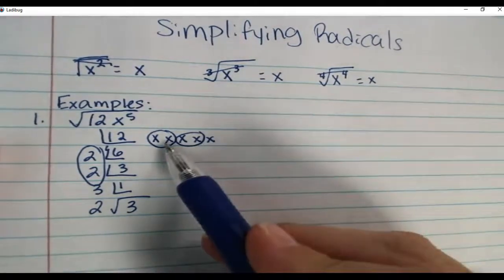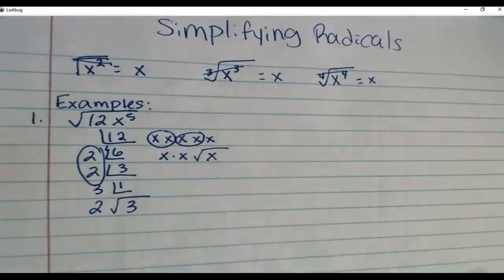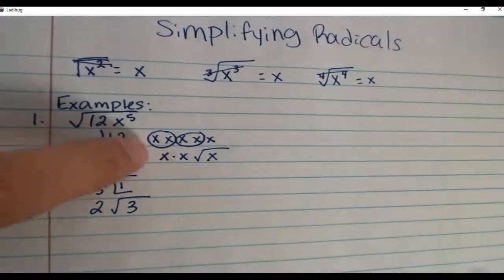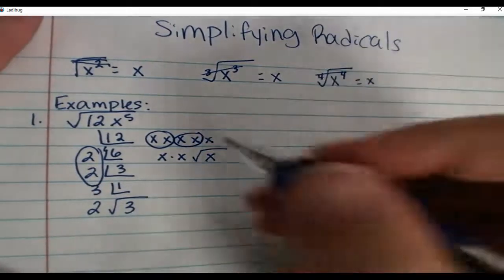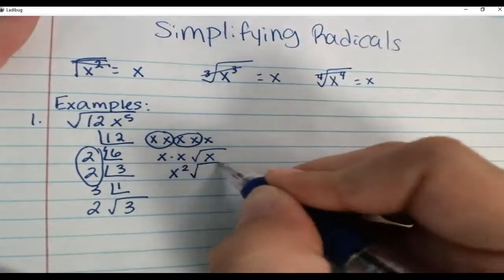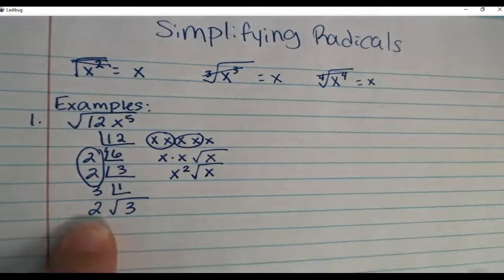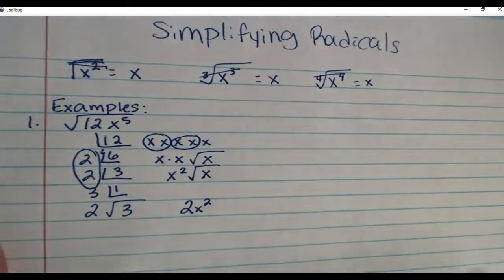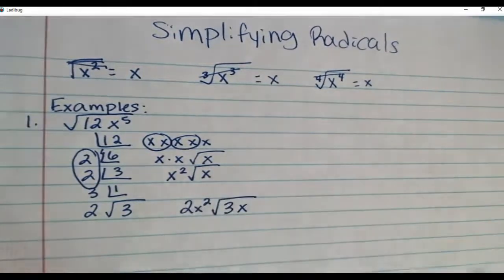Okay. So it's going to be an x times an x on the outside and 1 x on the inside. Just like a pair of 2's brings out a 2, a pair of x's brings out an x. Questions? What's x times x? X squared. So x squared, square root of x. And now we just put it all together. On the outside we've got a 2 and an x squared, so 2x squared. And on the inside we have a 3 and an x, so 3x. And that's it.